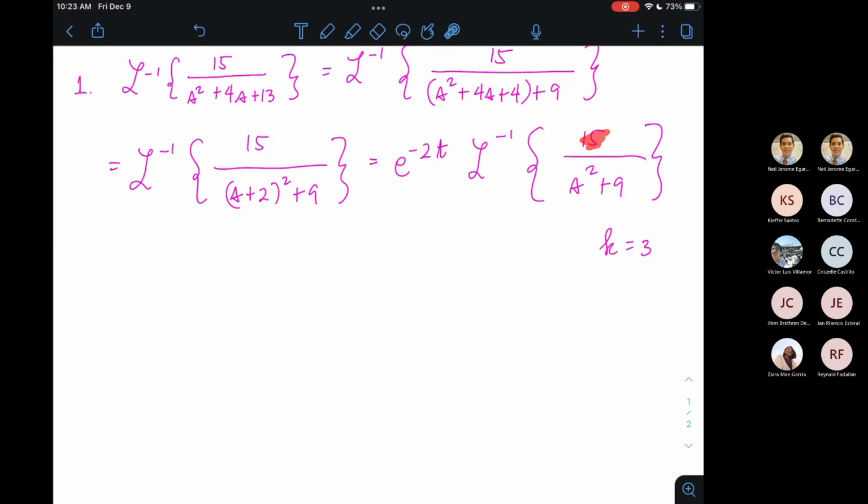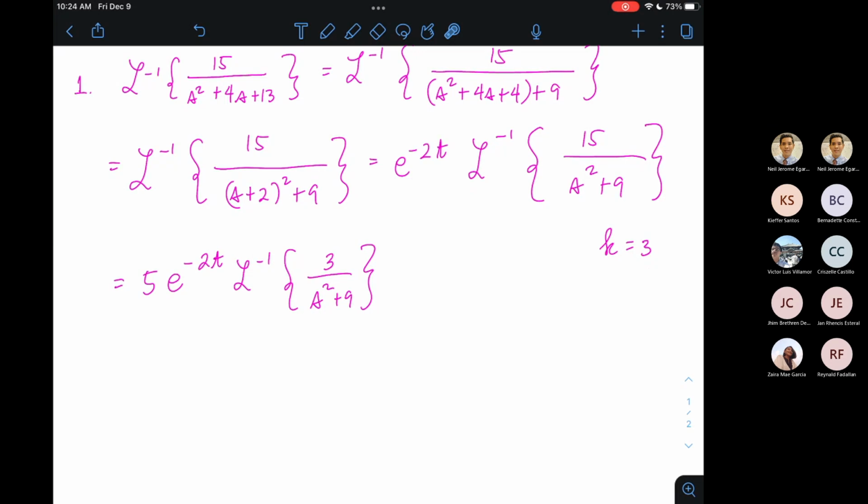So yung 15, gagawin kong 5 times 3. Yung 5 ilalabas ko kasi linear lang naman ang inverse Laplace transform. So I'll be left with 3 in the numerator of the inverse Laplace transform. So what I'll do is exactly that. Labas ko yung 5, copying ko yung e to the negative 2t, inverse Laplace transform ng 3 over s squared plus 9. And how do you get to 3 over s squared plus 9 in the Laplace domain?